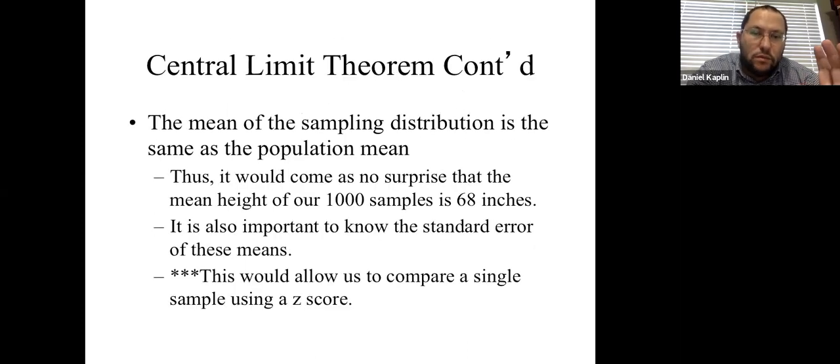Now, at that point, it would come as no surprise if we did those 1,000 samples and took the average of 1,000 samples of 100 people, that the mean height would be 68 inches, right? That shouldn't shock you because the population mean was 68. So what's the point? The population normal distribution is actually a theoretical shape that reflects the totality of a whole bunch of smaller distributions within it.